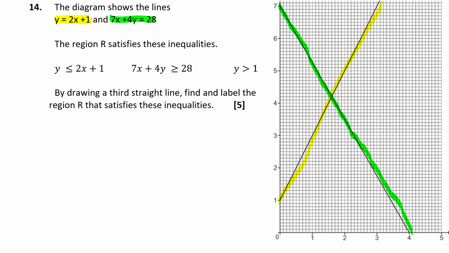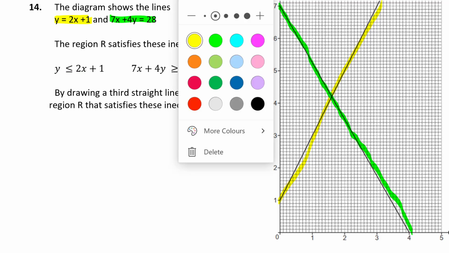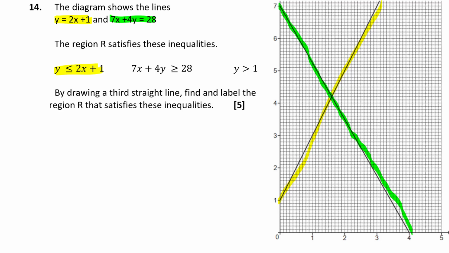Now you notice that y is less than or equal to 2x plus 1 is strangely familiar. It looks very much like the y is equal to 2x plus 1 that we noted already on our diagram. And 7x plus 4y greater than or equal to 28 is spookily like 7x plus 4y is equal to 28, which you already noted on our diagram. So the only one that's missing then is this one here, y is greater than 1. So the related equation to that is y is equal to 1. So if we plot that line, then we should have all the lines that we need.